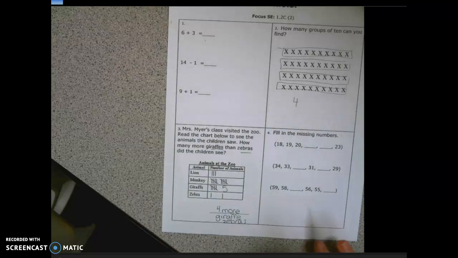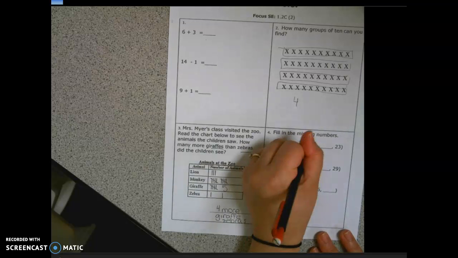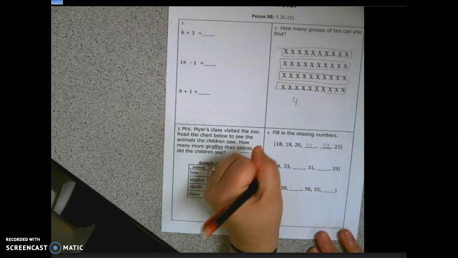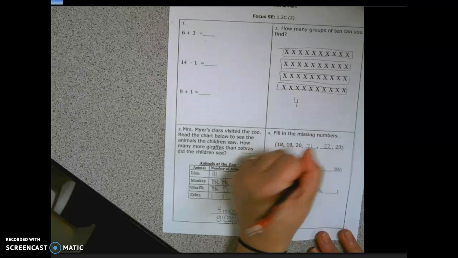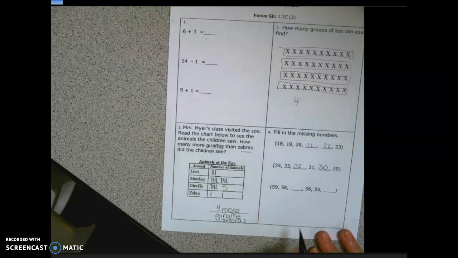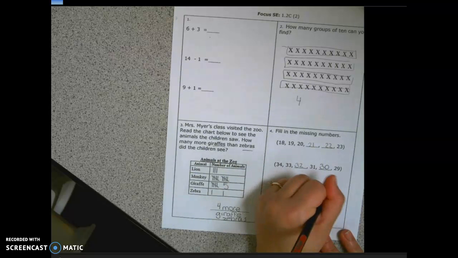Fill in the missing numbers. 18, 19, 20. I see I'm counting by 1, so I'm going to count forward. 21, 22, 23. That's reasonable and makes sense. 34, 33. I see I'm counting backwards by 1. 32, 31, 30, 29. 59, 58. Again, I'm counting backwards by 1. 57, 56, 55, 54.